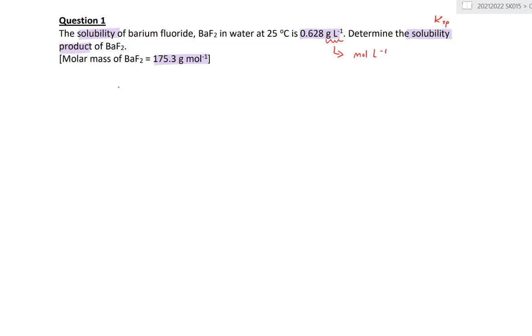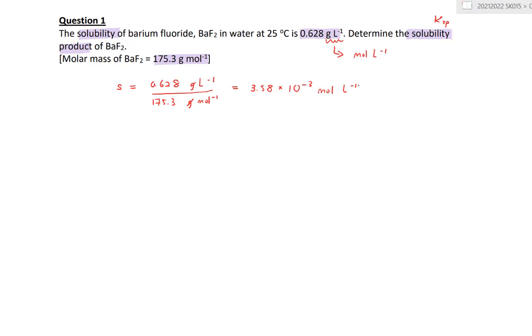So let's convert the solubility into molar solubility, symbol S, and in this case 0.628 gram per liter. To convert into mole per liter, we divide by the molar mass, 175.3 gram per mole. So gram and gram cancel, leaving mole per liter. In this case, we get the molar solubility equal to 3.58 times 10 to the power of -3 mole per liter.